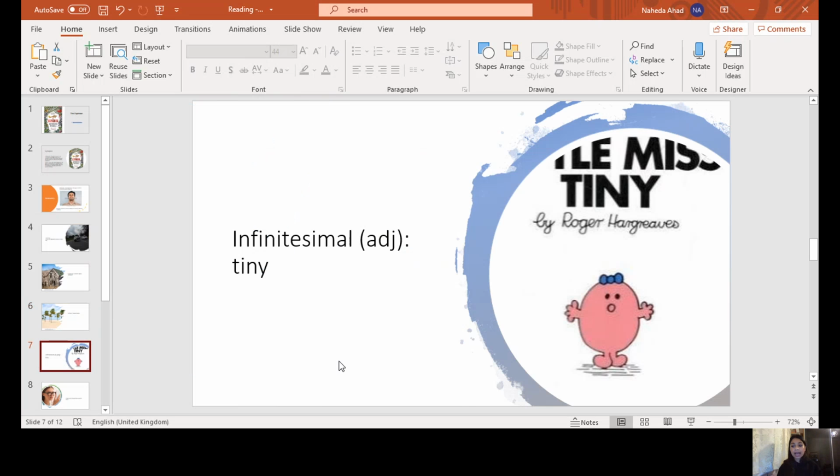We then have another adjective which is infinitesimal. Infinitesimal. Your turn. And this means something really small. We could say in a sentence, many of our problems are infinitesimal, so we shouldn't have to worry about them all.